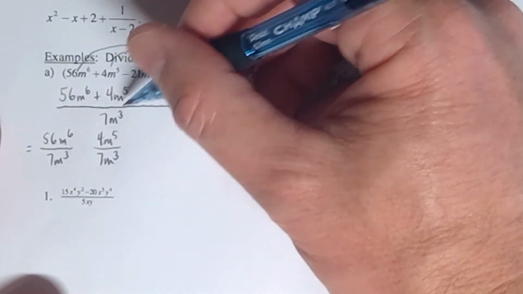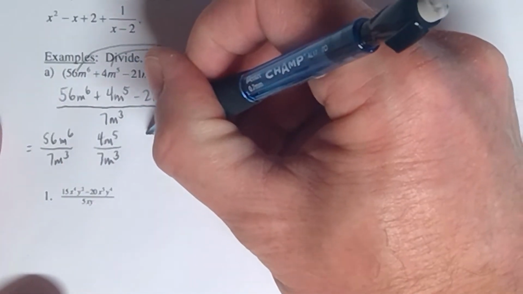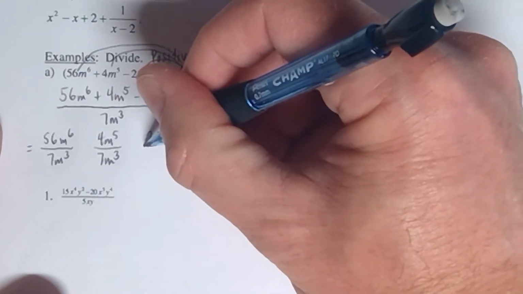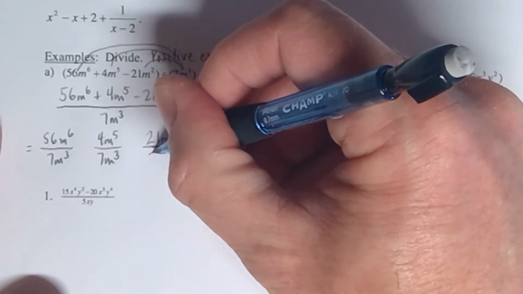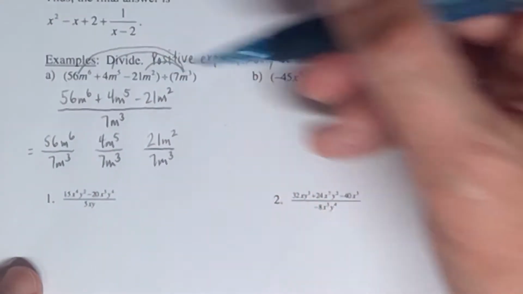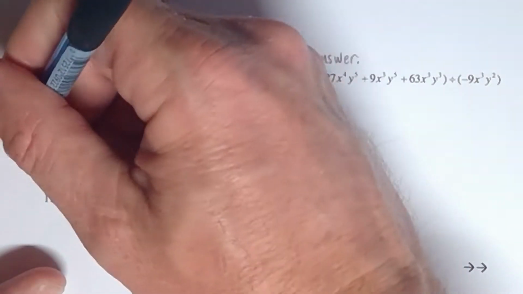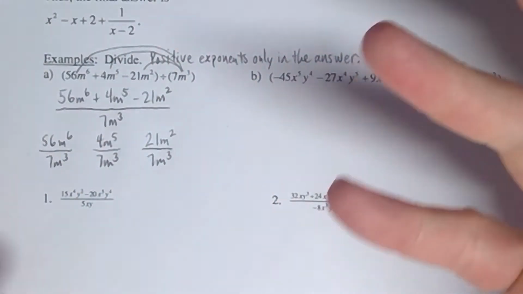And yes, we'll have some signs in between the fractions as well. I'll get those in there in a minute. And finally, 21m squared. Yes, I'll account for that minus sign. I'm not forgetting about that. Divided by 7m to the 3rd. Okay, so since there's three terms, we need to do three divisions. Now, what about the signs? We've got to account for those as well.